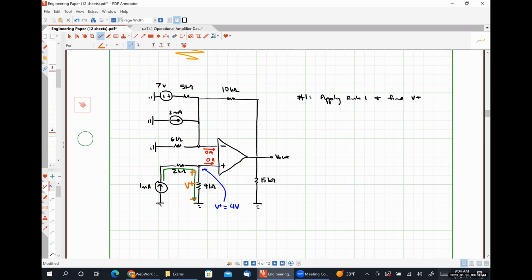Okay. So to make this very clear, our voltage V plus is a nodal voltage, meaning that it is measured with respect to ground. So it is the same thing as the voltage drop across the 4 kilo ohm resistor in this case. Since 1 milliamp of current flows through the 4 kilo ohm resistor, the voltage is simply 4 volts. Anybody have any questions, comments, or concerns about that step?